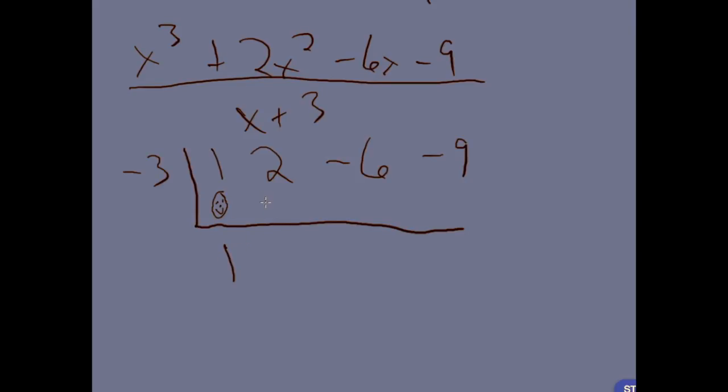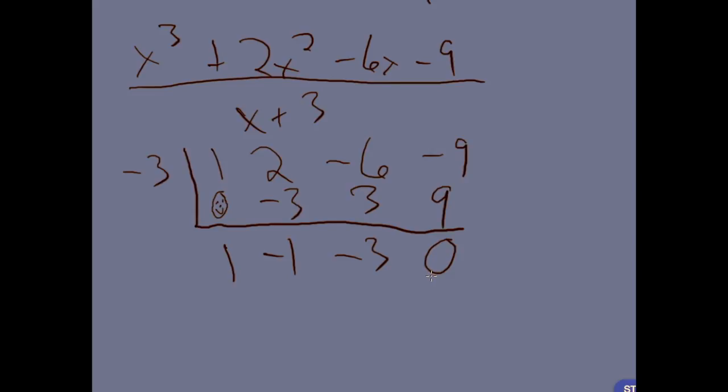Alright, 1 times negative 3 is negative 3. Negative 3 plus 2 is negative 1. Negative 1 times negative 3 is positive 3. Negative 6 plus 3 is negative 3. Negative 3 times negative 3 is positive 9. Uh-oh. Add these up. No remainder. What do you think that means when there's no remainder?